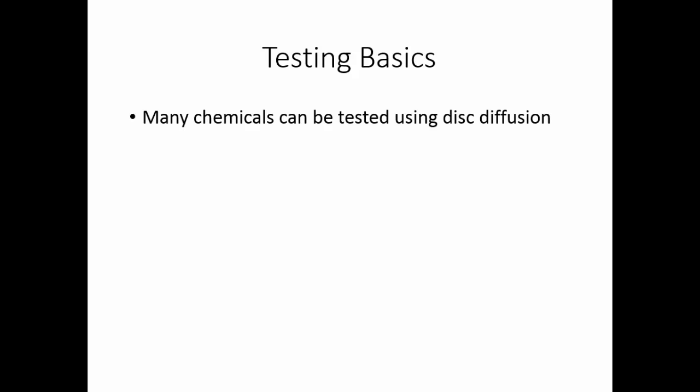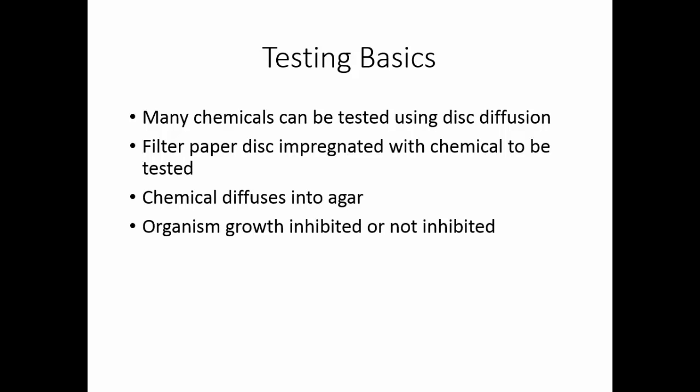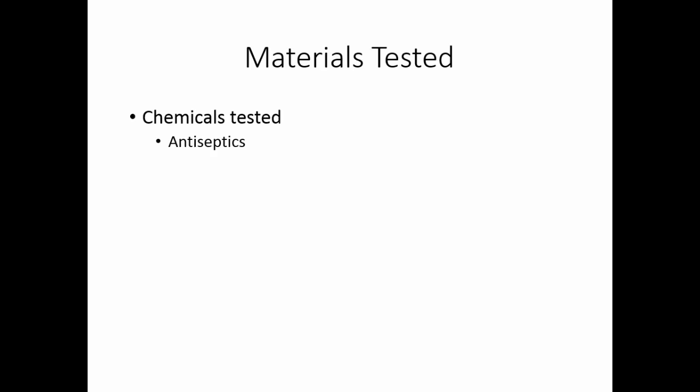We've used disk diffusion susceptibility methods before, but let's look a little more closely at some of the principles behind this test. Many chemicals can be tested using disk diffusion. You simply impregnate a piece of filter paper with the chemical you wish to test, and when you put it on agar, the chemical will diffuse into the agar. Organisms will either grow or not grow in the presence of the chemical. We can test antiseptics, disinfectants, and antibiotics using this technique.